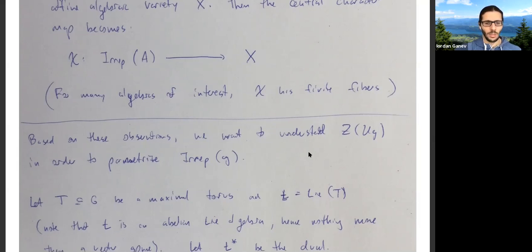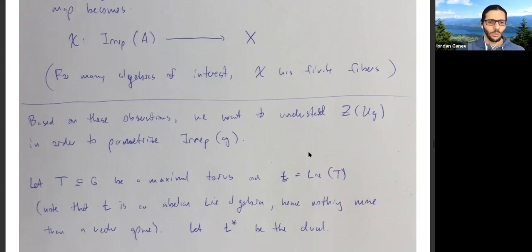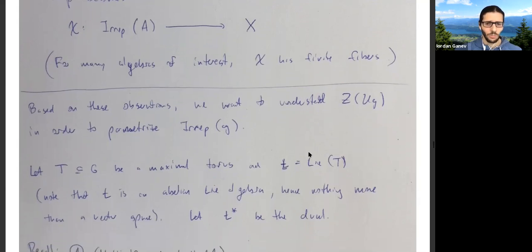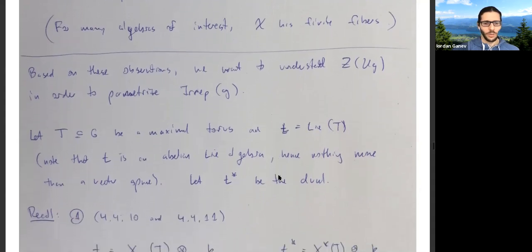Now let me set up some things to actually state the result. As usual, we fix a maximal torus, and we have its Lie algebra. The Lie algebra of the maximal torus is just an abelian Lie algebra. The bracket is 0, so it's really just a vector space. And we have the dual, T star. I want to recall a few things.